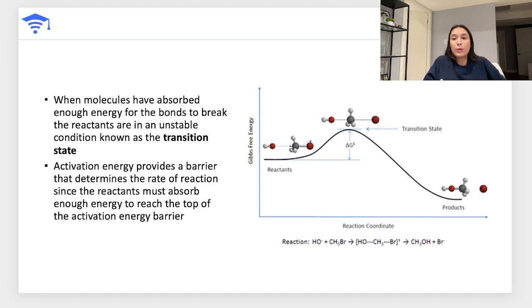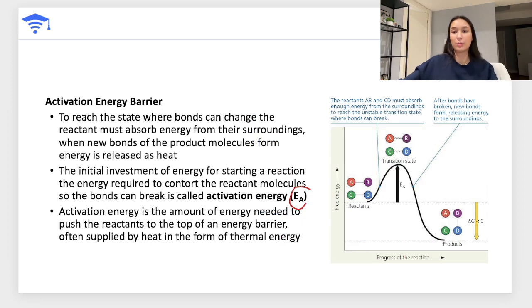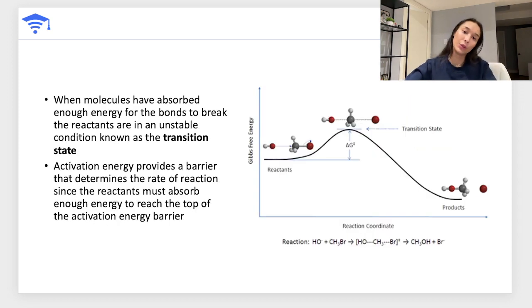Okay, now I'm going to explain what the transition state is, which is that highest point of our activation energy, this point here, that's alluded to right here. So the transition state, you need to be able to label where the transition state is as well as explain it. So when molecules have absorbed enough energy for the bonds to break, the reactions are in an unstable condition known as their transition state. And this is the most unstable state of the molecule.